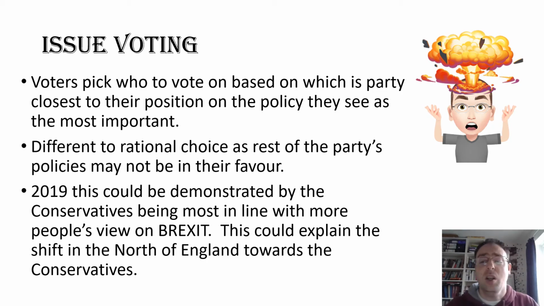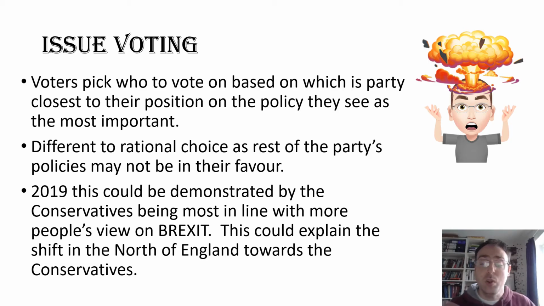And sometimes you get circumstances with an election where there is a particularly big issue. And 2019 is a really good demonstration of this. Everything really in the campaign was all about Brexit, and you could argue the Conservatives on that issue were more in line with more people than any of the other parties, and this can explain the shift, for example, in the north of England towards the Conservatives.